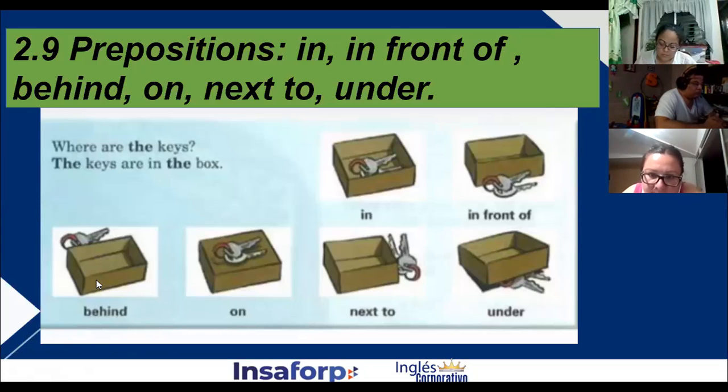Okay? Number 4. On. Sobre, encima de or arriba de. However you want to use it, but whenever something is in a position on top of something, it's on. Several of you wanted to know how to say sobre la mesa: on the table. And for the example, my cell phone is on my desk. Mi celular está sobre mi escritorio. It's on my desk.